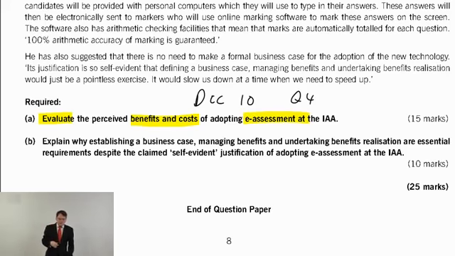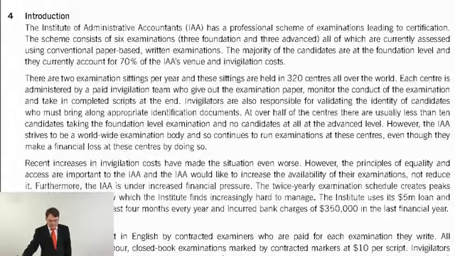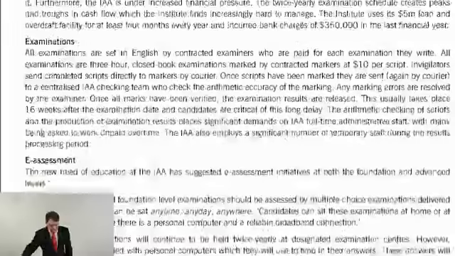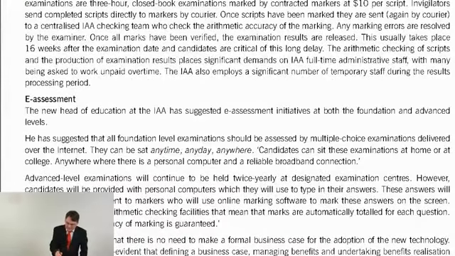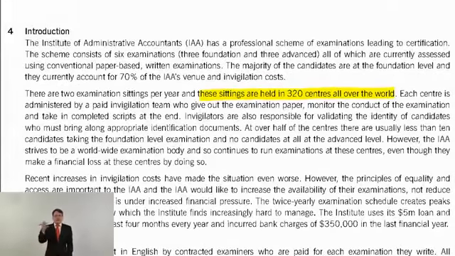Where is the answer going to be? The answer is going to have to be in the question. So, for example, it talks about the fact that you've got exam centres all over the world. What they are thinking of doing is basically moving away from that and having exams that are done on a PC. Well, that means that they could save money. They wouldn't have to have 320 exam centres all over the world. Half the centres, you've only got 10 people doing the exams.